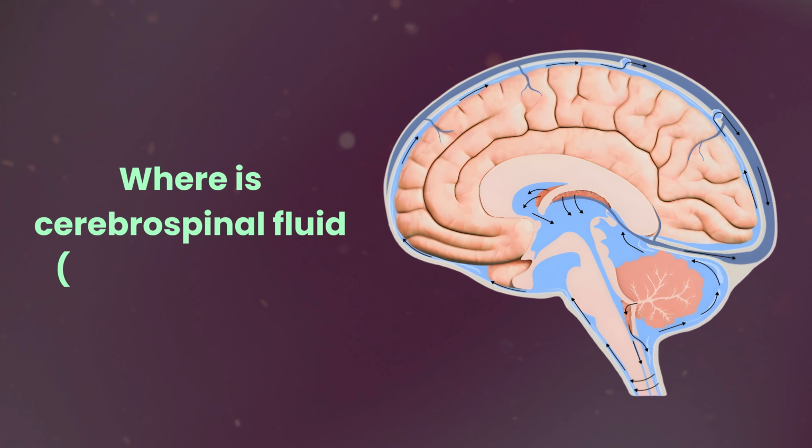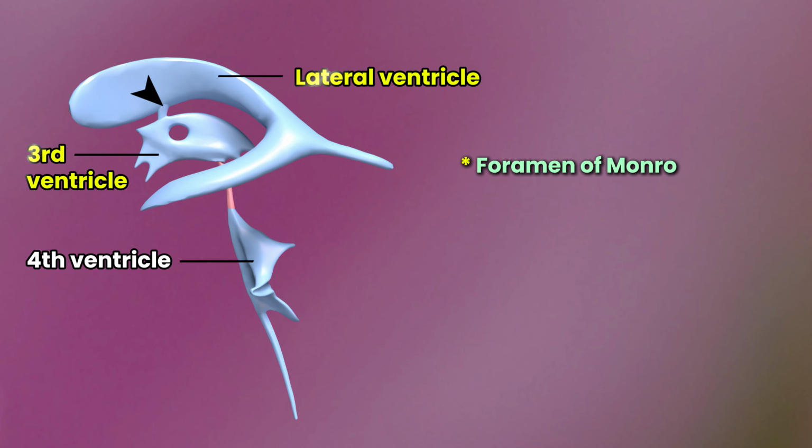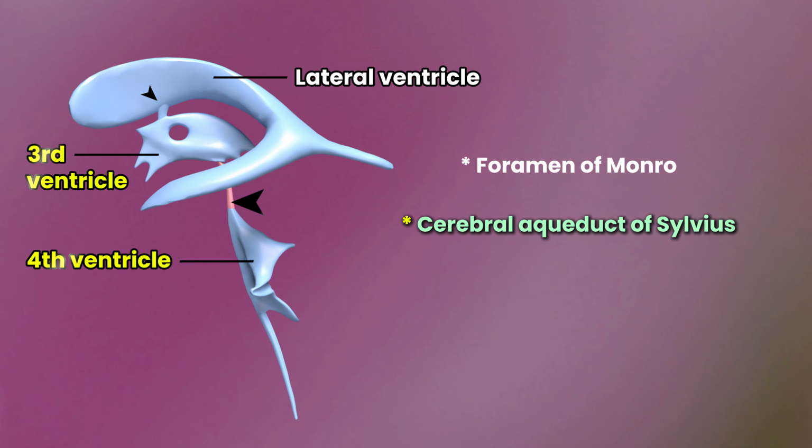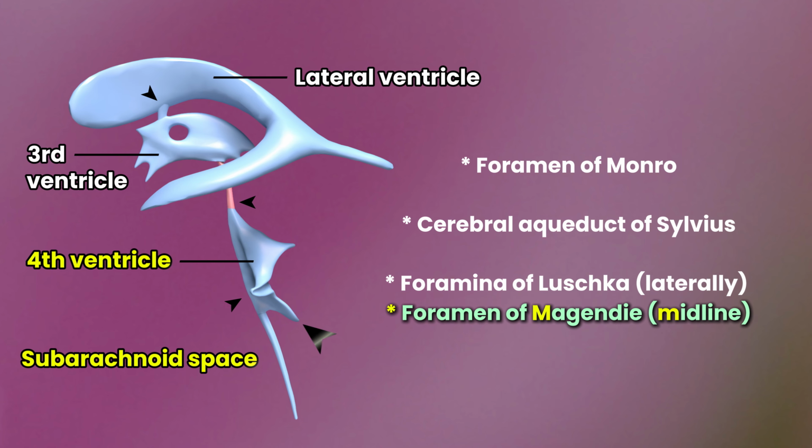Where is cerebrospinal fluid produced? Cerebrospinal fluid is produced by the choroid plexus epithelium in the ventricle, especially within the cerebral ventricles. The lateral ventricle communicates with the third ventricle via the foramen of Monro. The third ventricle communicates with the fourth ventricle via the cerebral aqueduct of Sylvius. The fourth ventricle communicates with the subarachnoid space via the foramina of Luschka, laterally, and the foramen of Magendie, midline.